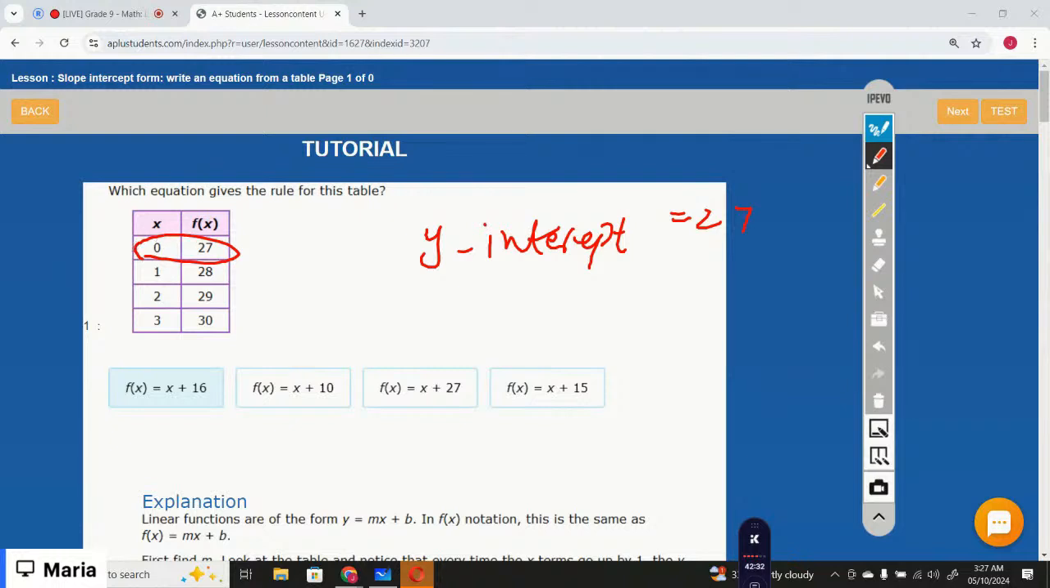How do you find a slope when you are given the table of values? That is change in y divided by change in x. So x is changing by 1, right? And y is changing by 1. So that means the slope in this case is 1. So which is the correct option?